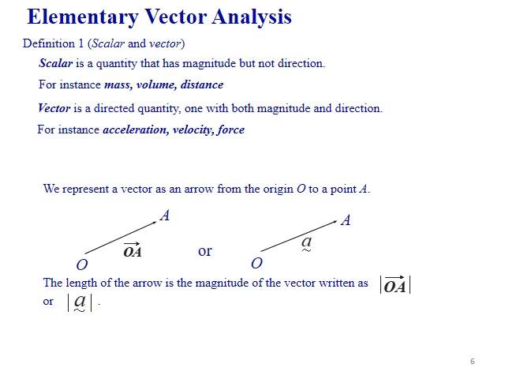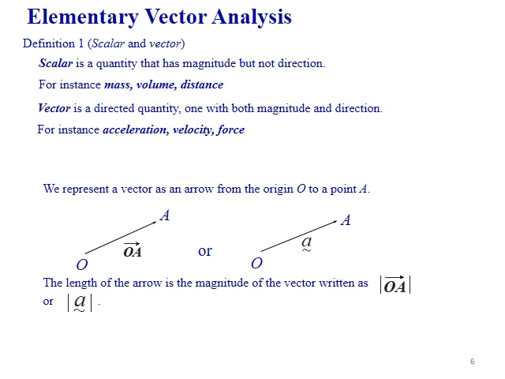Let me start with a revision, just to refresh your memory about vectors. We classify quantities into scalars and vectors. Scalars are quantities with magnitude only, with no direction. Examples are mass, volume, and distance. While vectors have a direction, for example acceleration and velocity.